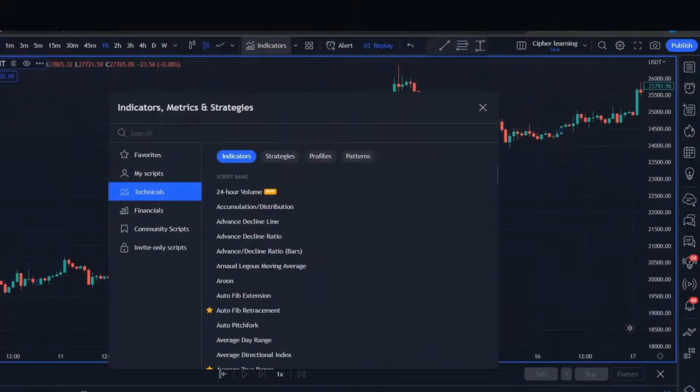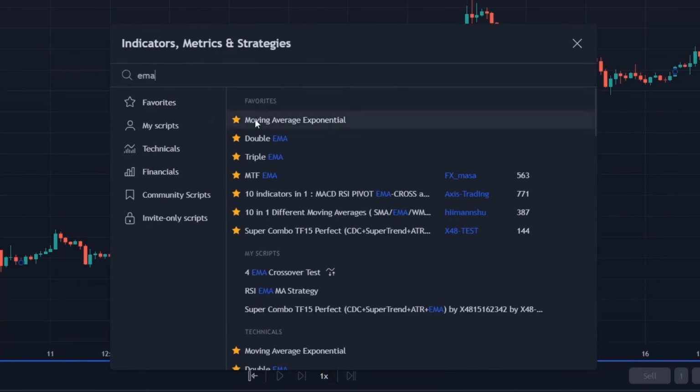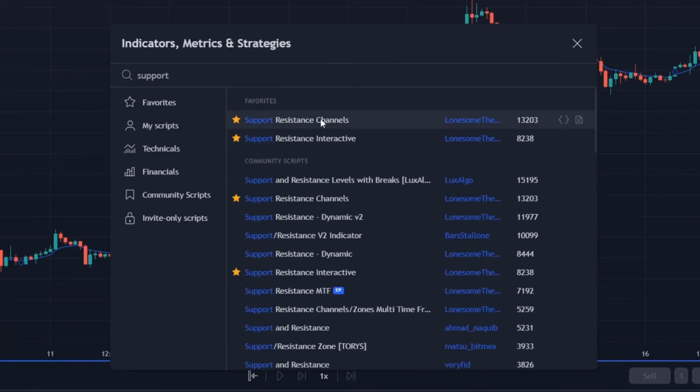It's really simple. Once we're in here, the first thing I would add, this is a little tip from me, just add the EMA, which stands for Exponential Moving Average. And then I would also add the support and resistance channels from the lonesome. I would include that as well. Why? For what reason? We'll get to that shortly. So now we have these two included.